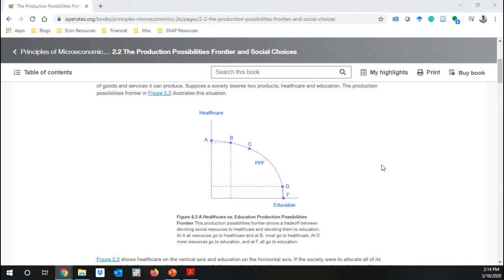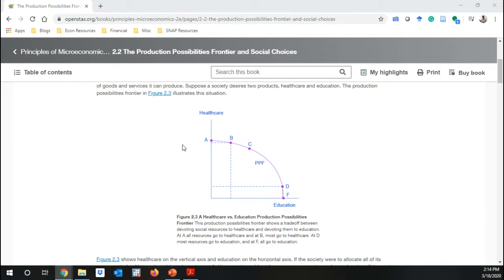The PPF is just an example of the trade-off for producing two goods. We can make this multidimensional. We can play around with this in many ways, but the logic stays the same. So for our purposes, we're going to keep it nice and simple. So consider a world where we have two resources or two goods we want to try and produce: healthcare and education.